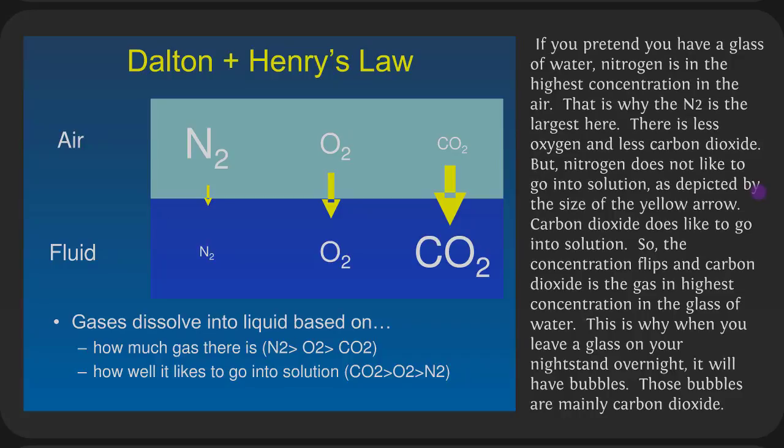So if you pretend you have a glass of water, nitrogen is in the highest concentration in the air above that glass of water. That's why nitrogen is drawn the largest here. There's less oxygen and less carbon dioxide. But nitrogen doesn't like to go into solution. That's why I've drawn a small arrow here. Next is oxygen, and carbon dioxide does like to go into solution. So the concentration in the fluid or the glass of water flips, and carbon dioxide is the gas in the highest concentration in the glass of water. Oxygen is next, and nitrogen is the least. That's why when you leave a glass of water on your nightstand overnight, it will have bubbles, and those bubbles are going to be carbon dioxide.